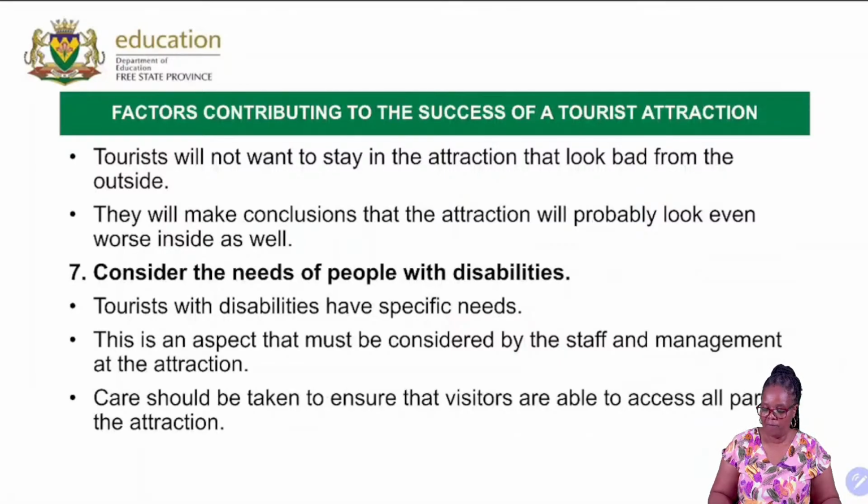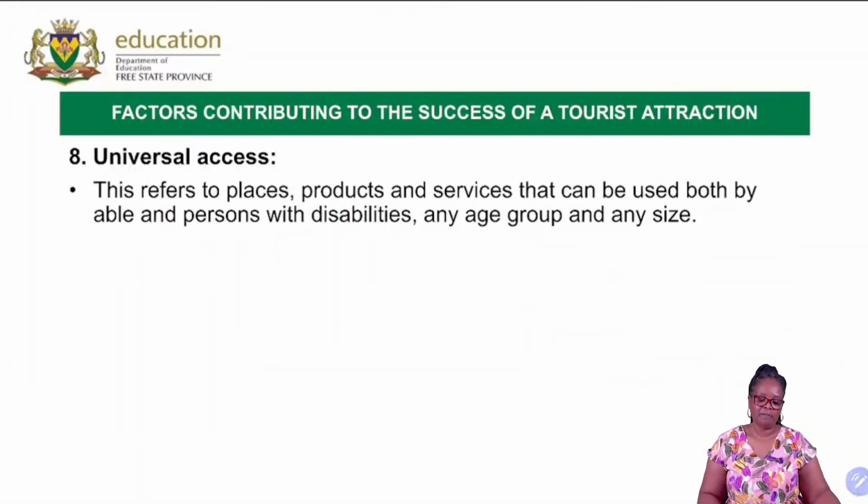So if the attraction takes care of the needs of people with disabilities, it will be considered to be a successful one, not discriminating against them, allowing them to come and enjoy as other people, other tourists. Then that attraction definitely is a successful attraction.